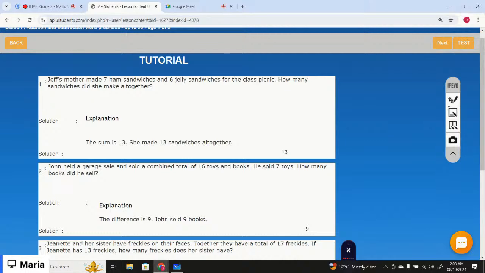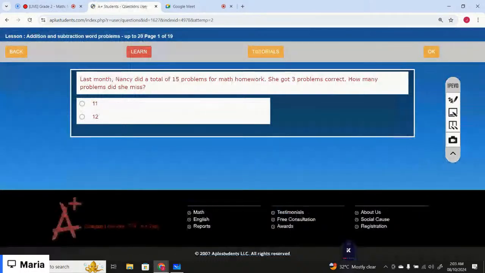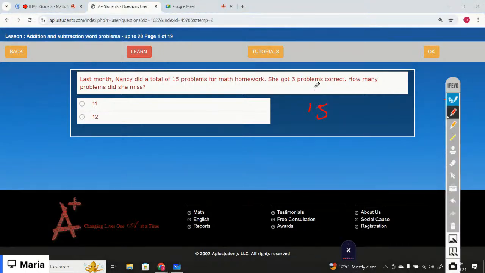Let's just start with the test questions. Okay, the first one is: last month Nancy did a total of 15 problems for math homework. She got 3 problems correct. How many problems did she miss? So the total problems she did is 15, right? And only 3 of them are correct. You need to find the ones that she missed, right?